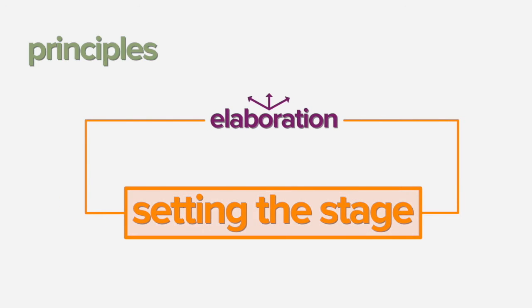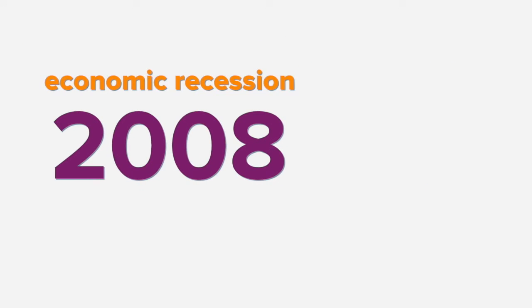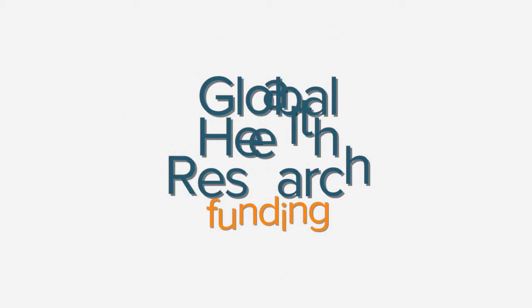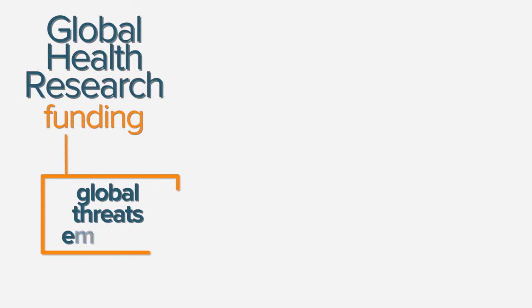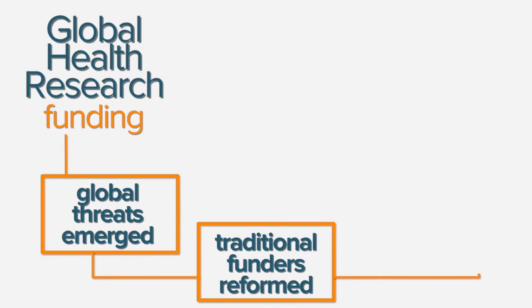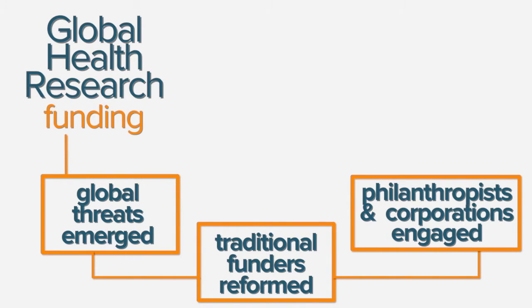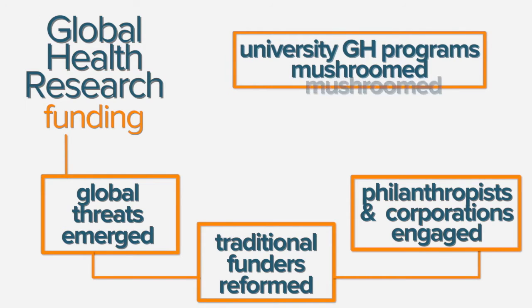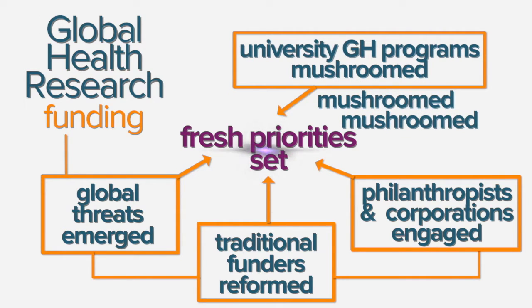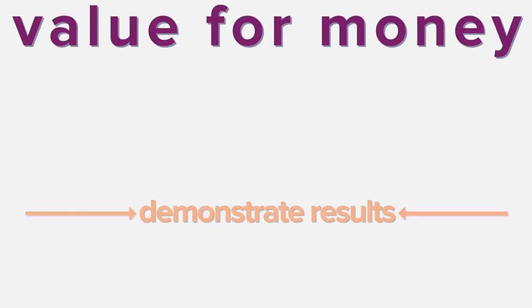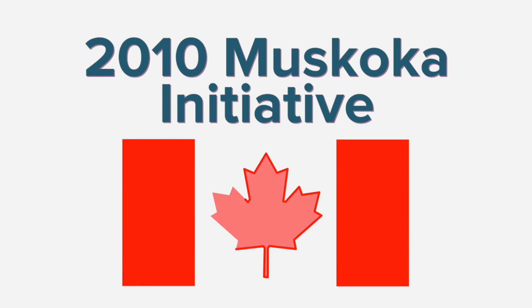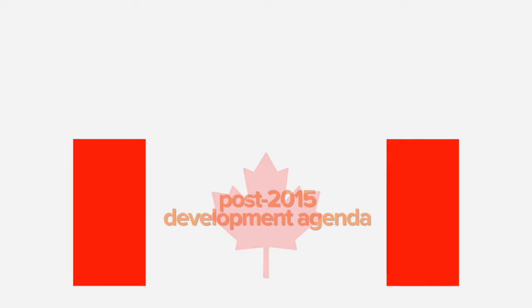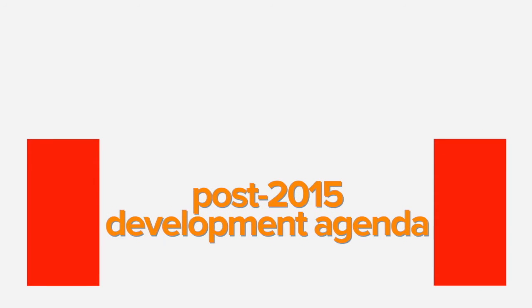Let's begin by setting the stage for what eventually led to the elaboration of these principles for global health research. In the years following the 2008 economic recession, the landscape of global health research funding was completely transformed. New global threats emerged, traditional funders reformed, philanthropists and corporations engaged, university programs specializing in global health mushroomed, and fresh priorities were set, all while pressure to demonstrate results and value for money soared. During this time, the 2010 Muskoka Initiative was introduced and attention shifted towards the post-2015 development agenda.